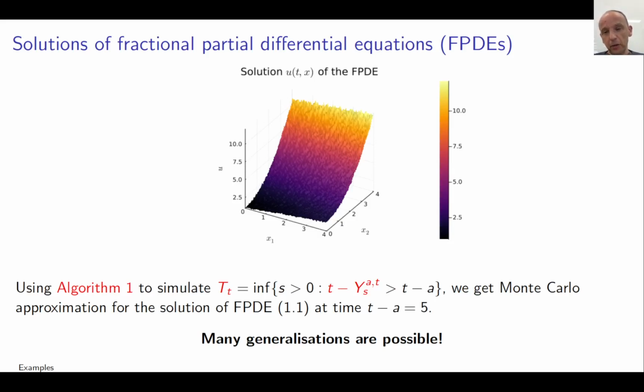There are many generalizations possible. I mean, here one can look at bounded domains. One can look at also dependence between T, the subordinator, and the process X, and try to simulate that jointly, etc., etc. But all this is left for future work. This is just a numerical example that illustrates our algorithm in action. Right.